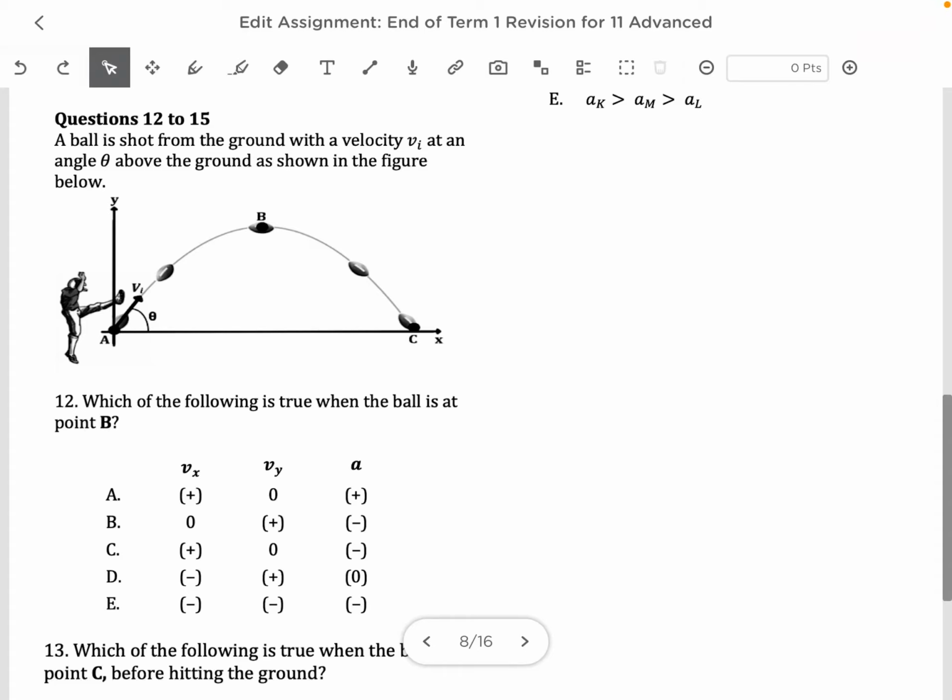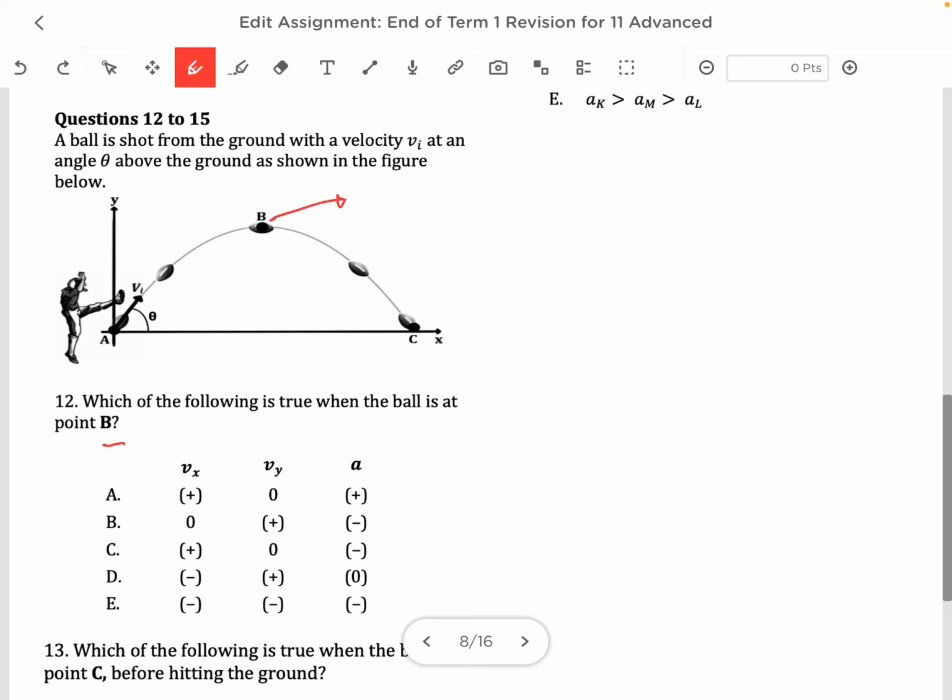These questions are related to the conceptual part of projectile motion. A ball is shot from the ground with a velocity vi at an angle theta above the ground as shown in the figure below. Which of the following is true when the ball is at point B?